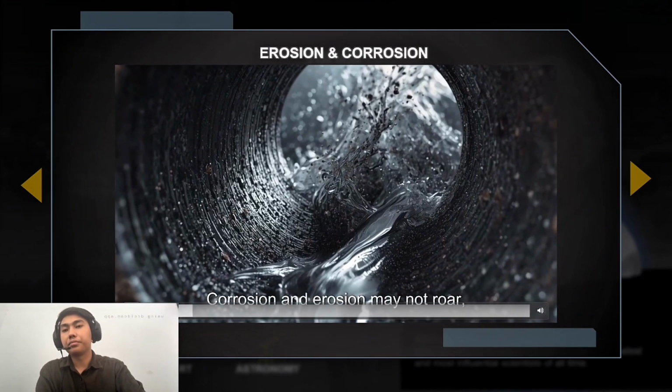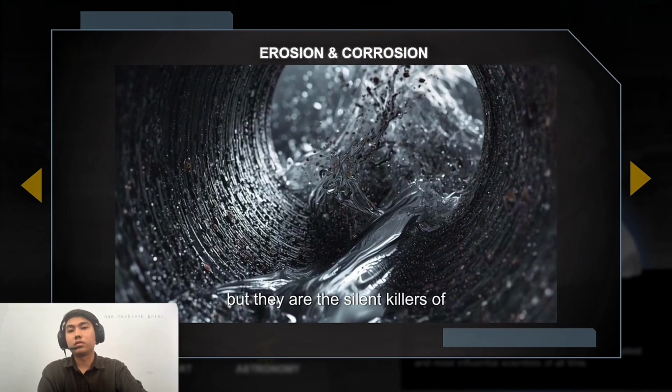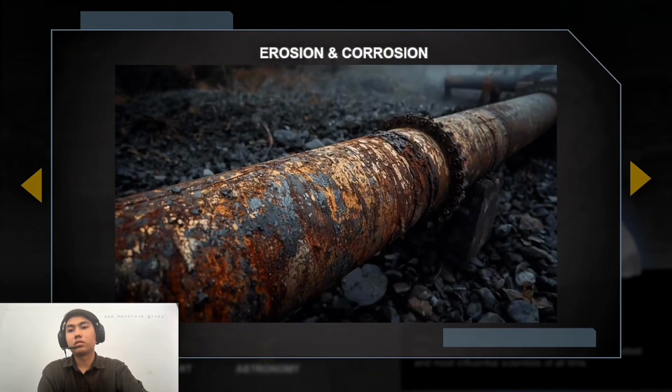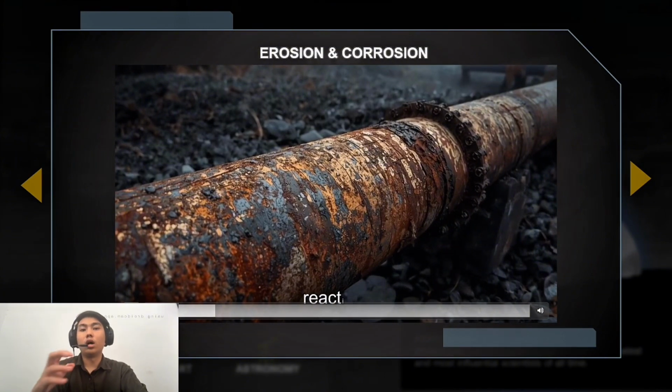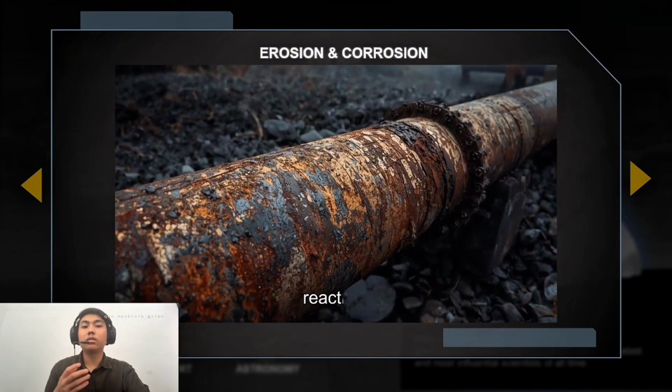Corrosion and erosion may not roar, but they are the silent killers of pipelines. Corrosion is the chemical or electrochemical reaction. So once the protective layer is gone, the metal becomes exposed to seawater and chemicals. At this moment, corrosion starts immediately, and when erosion and corrosion happen together, the pipe becomes thin very quickly.